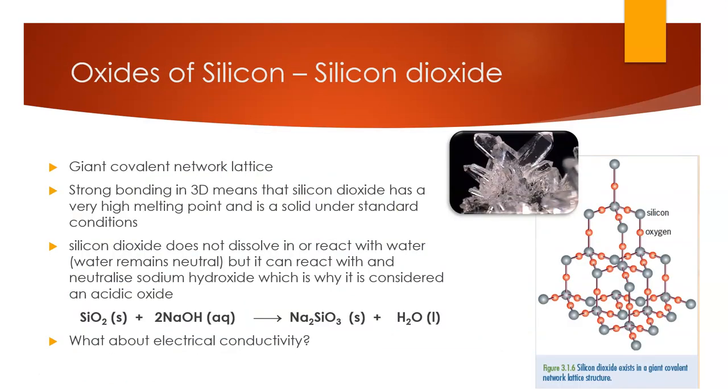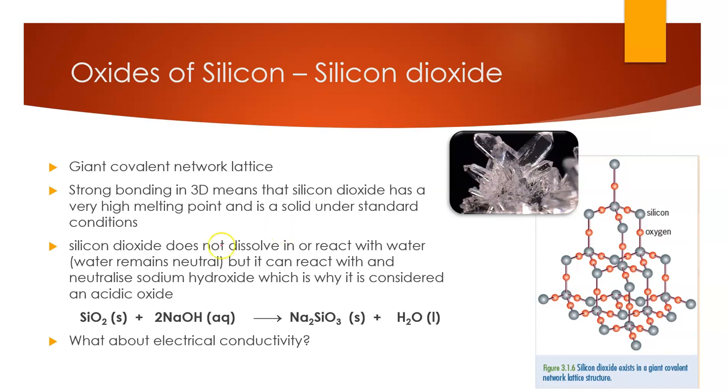So when we look at the oxides of silicon, the key one that we need to know about is silicon dioxide, which is a giant covalent network lattice, has strong covalent bonding in all three dimensions, with a very high melting point and is solid under standard conditions. It doesn't dissolve or react with water, so it remains neutral, but it can react and neutralize sodium hydroxide, meaning it is an acidic oxide.